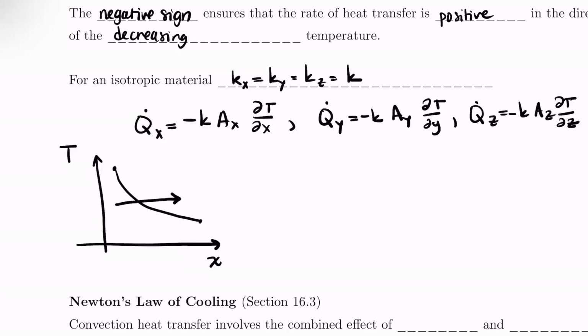All right, and so if you notice our gradient, partial T partial X is negative, right? So we need to add that minus sign to make sure that the Q dot goes to the right. Make sense?